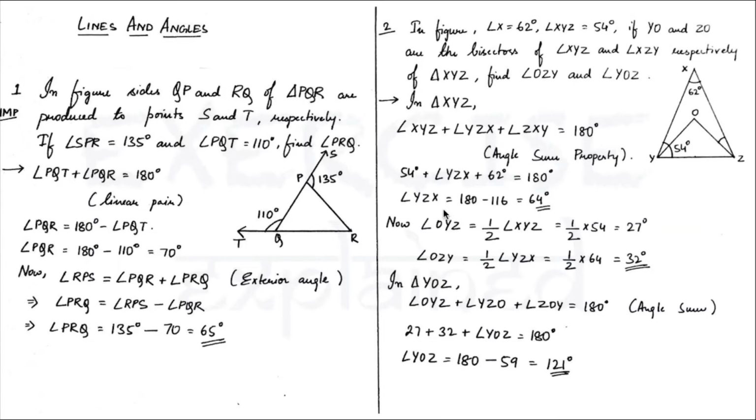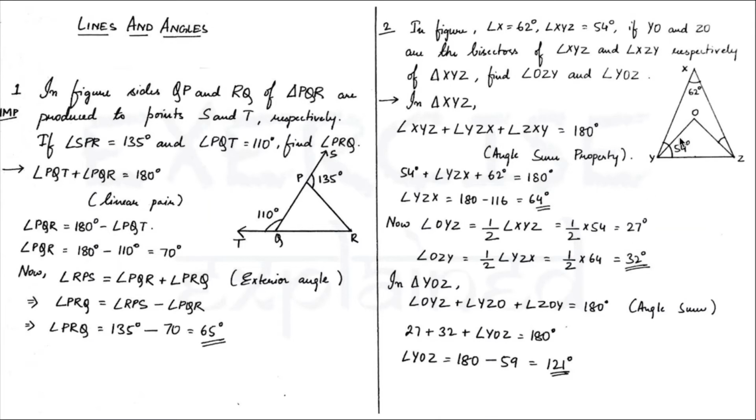Now what we are supposed to do is find the value of OYZ. That's going to be half of 54, because OY is the angular bisector. So that's going to be 27 degrees. And then we find the value of OZY. That's going to be half of XZY, which we just found out to be 64 degrees. So that's going to be half of 64, that is equal to 32 degrees. So the question had asked OZY, and we have just found out OZY to be 32 degrees.